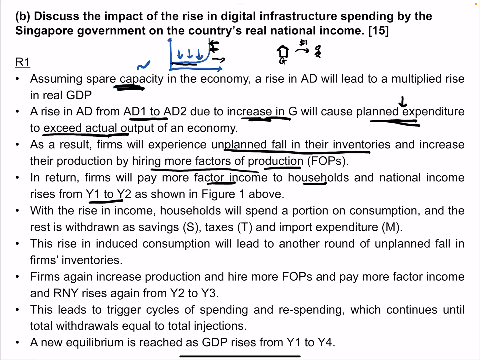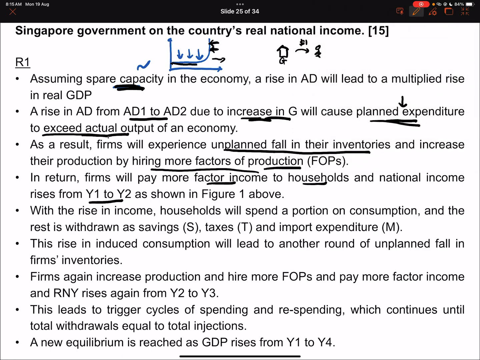$1, okay. Then the first guy will receive the income, right? And then they will spend a portion of it on consumption. So this dude over here, let's draw a different color dude. So let's say this dude will spend a portion of it on consumption, but the rest he'll withdraw as savings, taxes, and imports, right? So some of it he will save, some of it he will get taxed, and then some of it he will spend on imports. But the remaining, so let's say 50 cents, he will spend on the red guy's stuff, right? And so this rise in induced consumption will lead to another round of unplanned fall in firms' inventory.